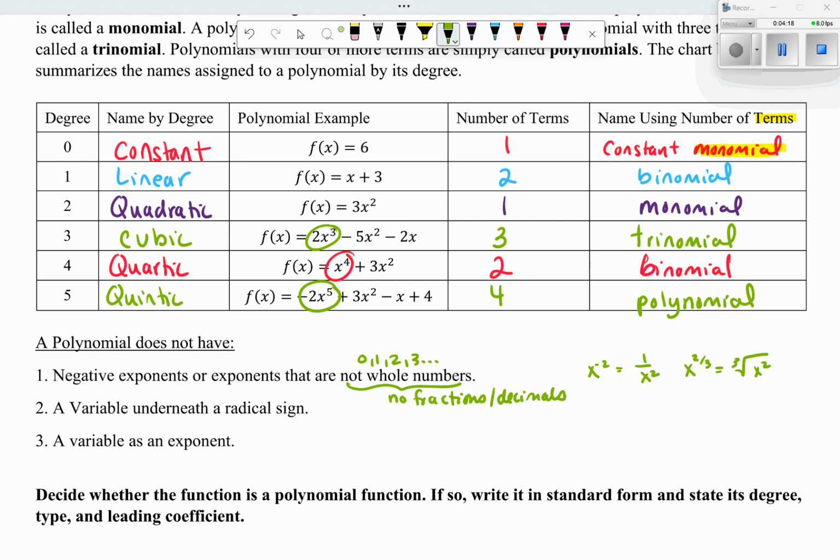We also can't have a variable underneath a radical sign, because the square root of x would be a square root function. And we can't have a variable as an exponent, because if I had y equals 3 to the power of x, remember this is an exponential function, and an exponential function is not a polynomial function.